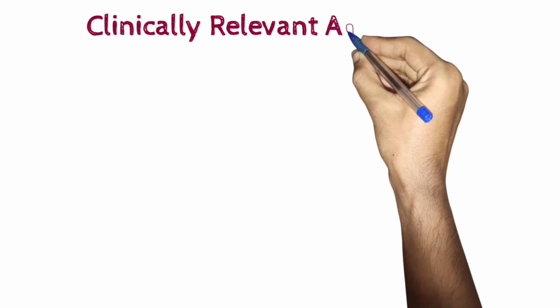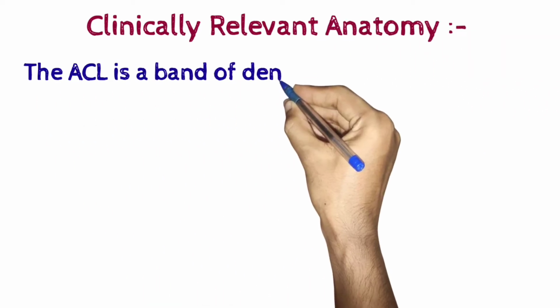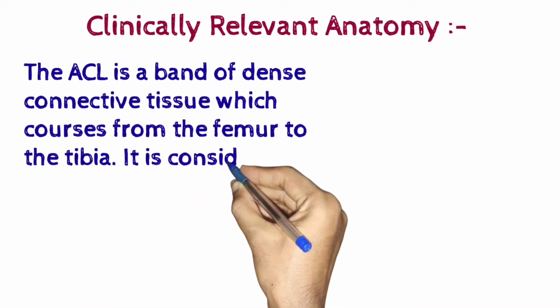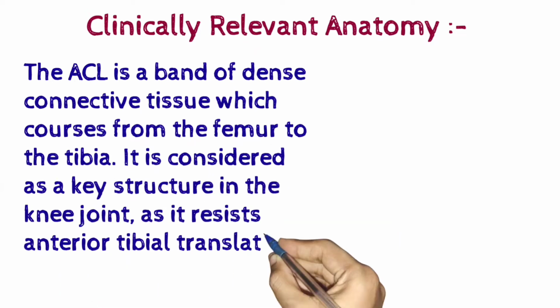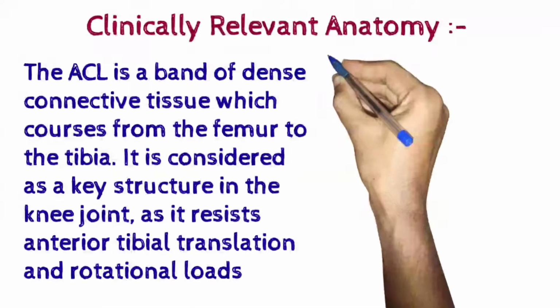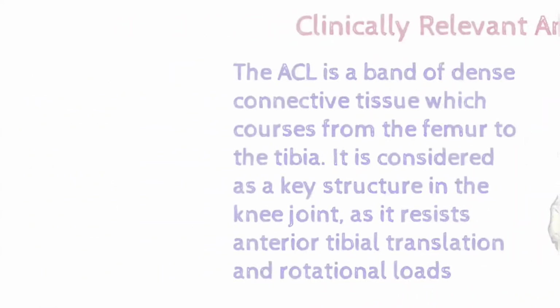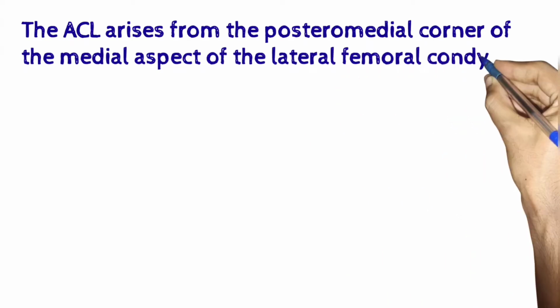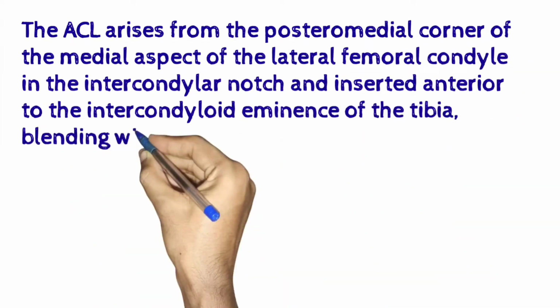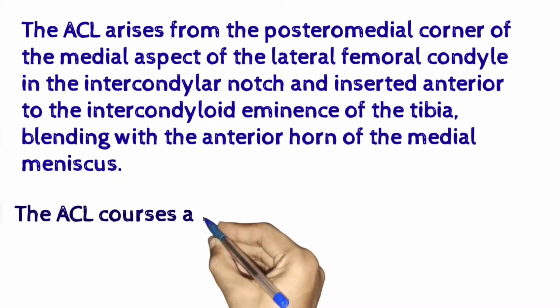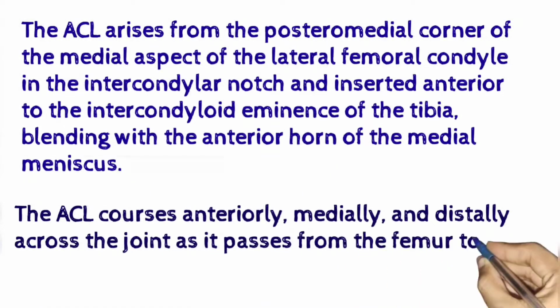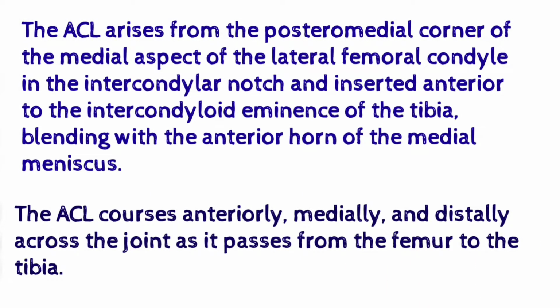Clinically relevant anatomy. The ACL is a band of dense connective tissue which courses from the femur to the tibia. It is considered a key structure in the knee joint, as it resists anterior tibial translation and rotational loads. The ACL arises from the posteromedial corner of the medial aspect of the lateral femoral condyle in the intercondylar notch and inserts anterior to the intercondyloid eminence of the tibia. Blending with the anterior horn of the medial meniscus, the ACL courses anteriorly, medially, and distally across the joint as it passes from the femur to the tibia.